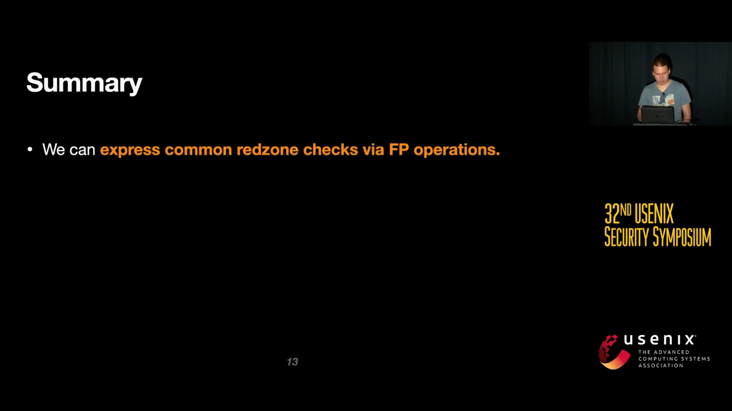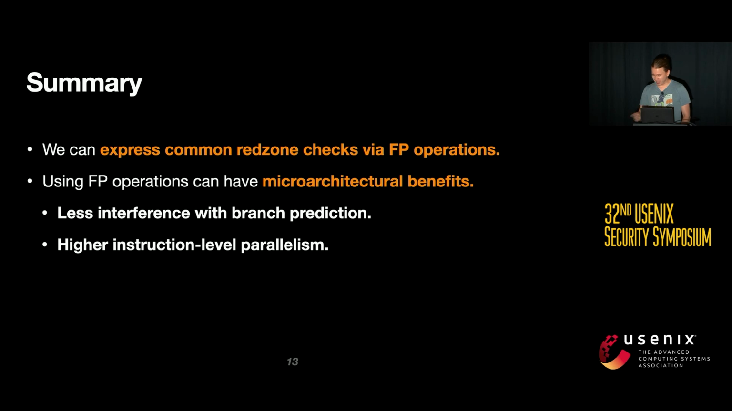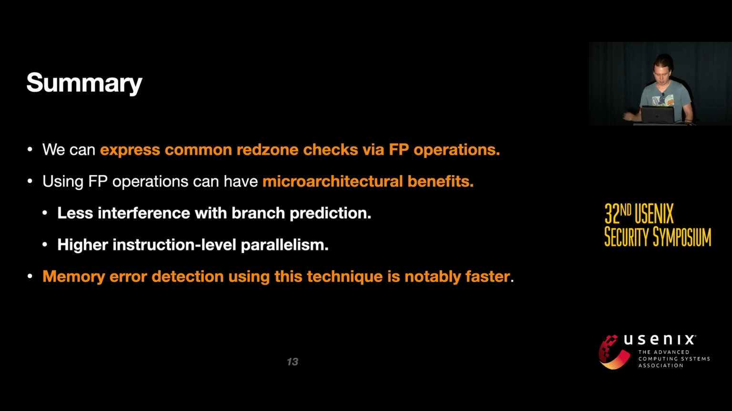To summarize, this common pattern of checking red zone values that a bunch of different memory error detectors employ, we can encode it with the help of floating point operations. The nice benefit of floating point operations is that, at first glance, they don't seem actually better, but they have a lot of microarchitectural benefits, things like the branch predictor, instruction level parallelism. And what comes out of that is a memory error detector that's significantly faster than most state-of-the-art solutions, actually all state-of-the-art solutions, I think.